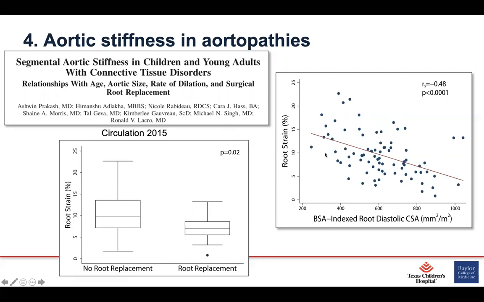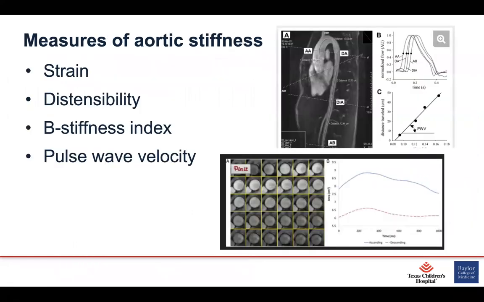We looked here, and this is showing that root strain correlates with aortic dimension. They were looking at circumferential aortic root strain and saying that it indicated increased risk of dilation. However, they did not show a significant association with dissection. They did look at multiple measures of aortic stiffness: strain, distensibility, beta stiffness index, and pulse wave velocity, but only circumferential aortic strain was associated with dissection.